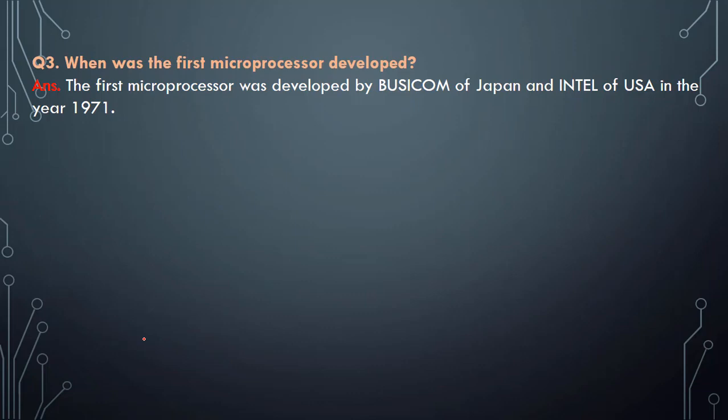The next question will be, when was the first microprocessor developed? The first microprocessor was developed by Busicom of Japan and Intel of USA in 1971.